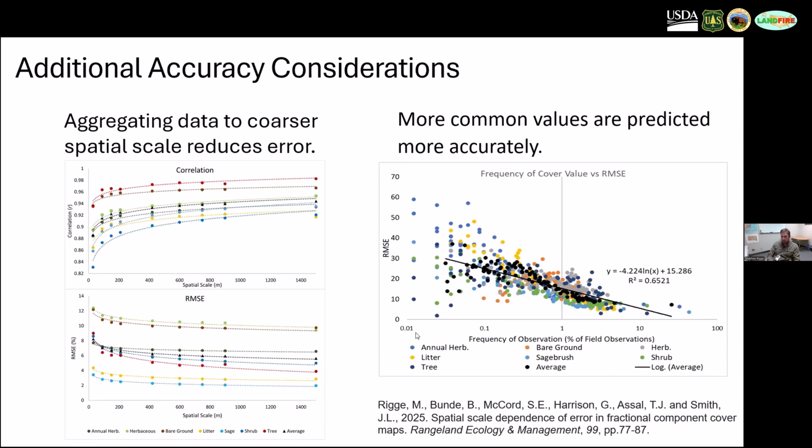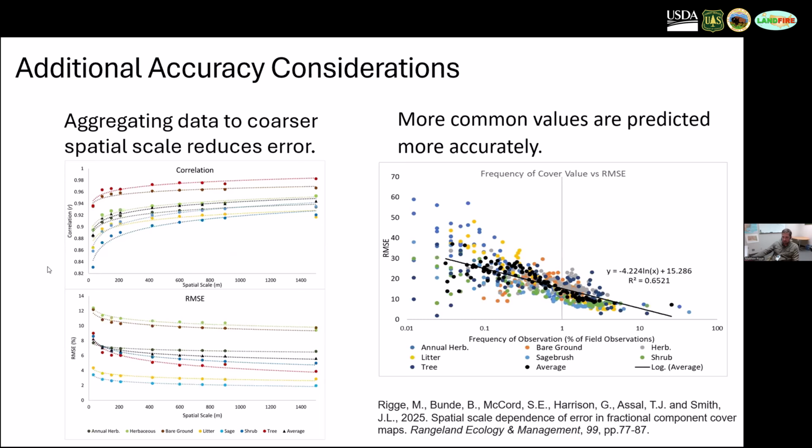So the more common that observation is in the training database, the less error you're going to have on average in that prediction. So something really common like a 10% shrub cover prediction or training is going to be predicted with lower error on average than something like a 99% shrub cover field observation, which is definitely less common in the AIM database.